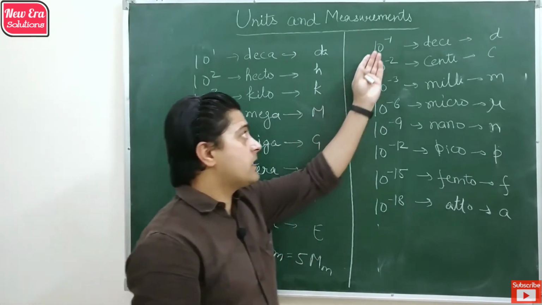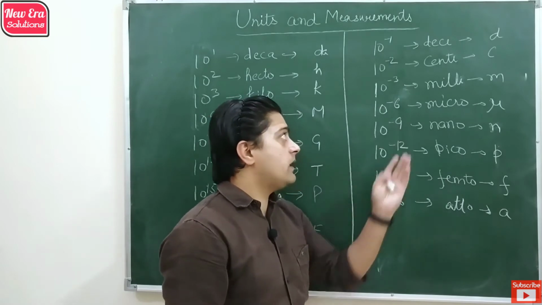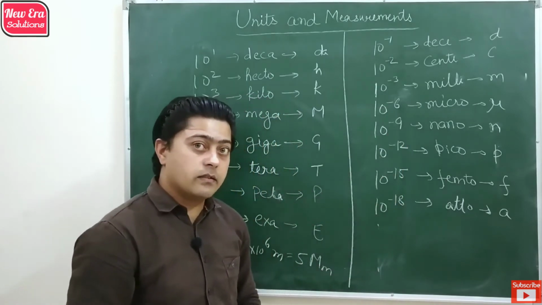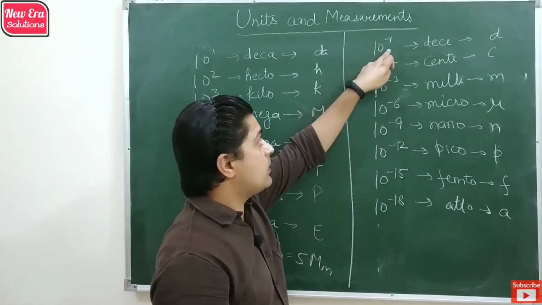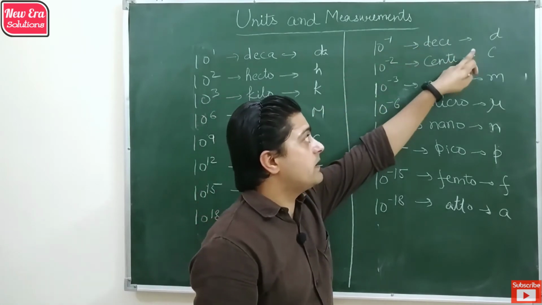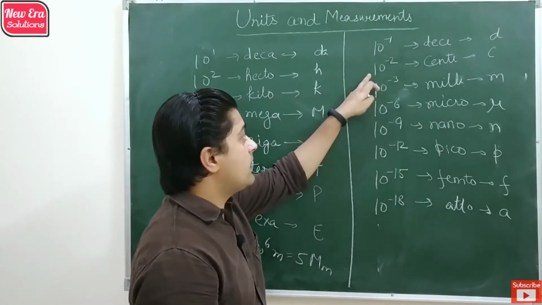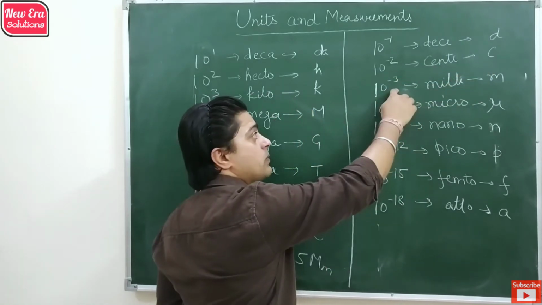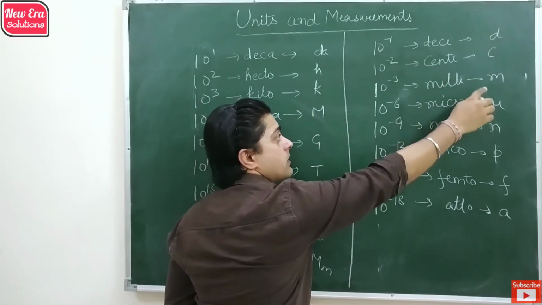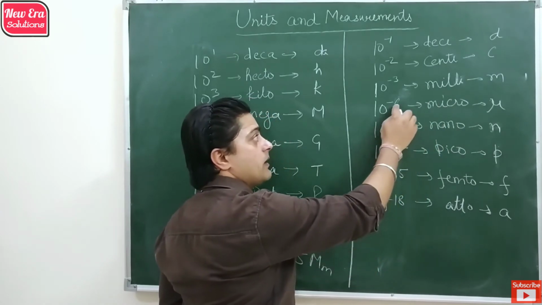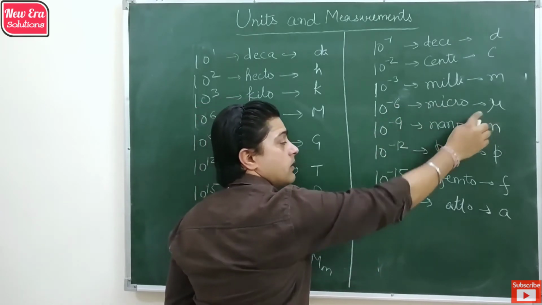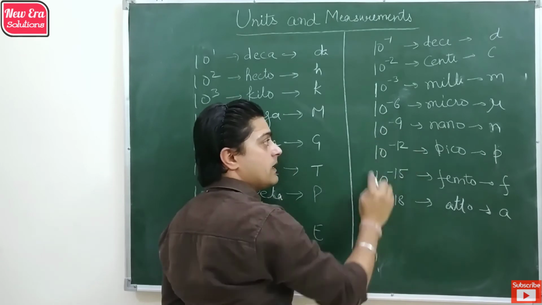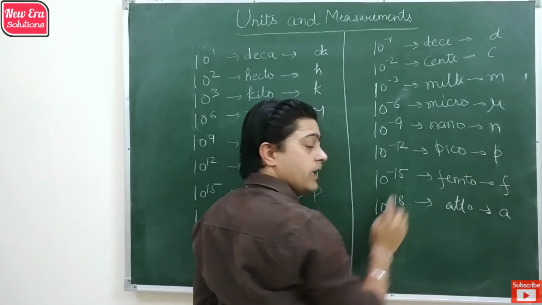Similarly, to replace the smaller powers of 10, we have another system. 10 raised to power minus 1 is replaced by deci, symbol small d. 10 raised to power minus 2 is replaced by centi, symbol small c. 10 raised to power minus 3 is replaced by milli, symbol small m. 10 raised to power minus 6 is replaced by micro, symbol mu. 10 raised to power minus 9 is replaced by nano, symbol small n.